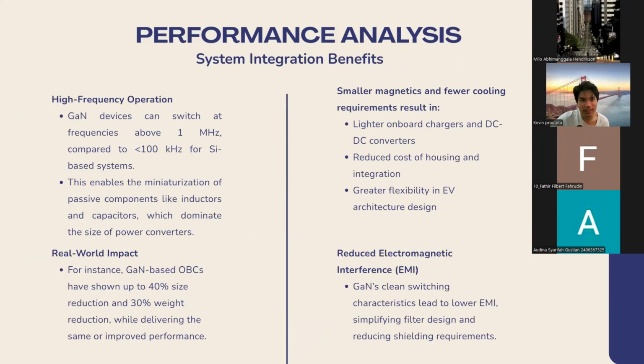Next, please. The system integration benefits start with higher frequency operation. GaN devices can switch at above 1 megahertz compared to silicon, which is less than 100 kilohertz. This enables miniaturization of passive components like inductors and capacitors. Smaller magnetics and fewer cooling requirements result in lighter onboard DC converters, reduced housing cost and integration, greater flexibility in EV architecture and design, and reduced electromagnetic interference.